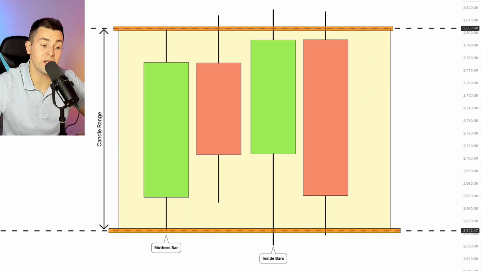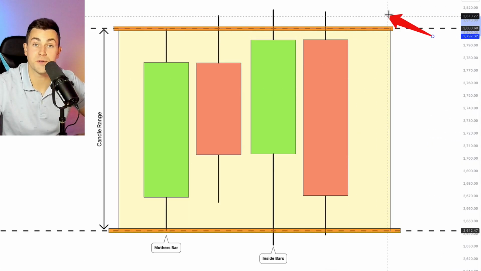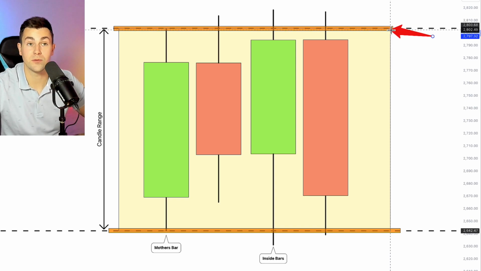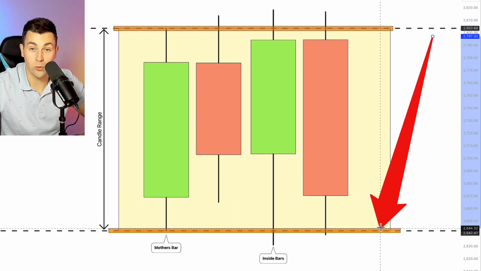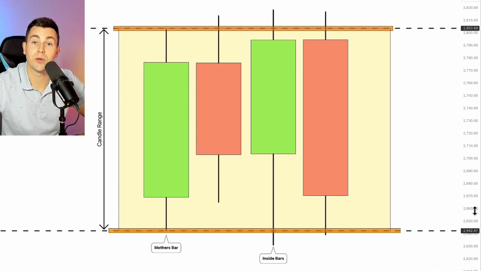Once you identify the inside bar pattern, the first strategy to follow is to trade it within the range of the mother's bar. For you, the resistance of the range will be a perfect area for selling. Once the price reaches the resistance of the range, you can look for selling from there. While when the price reaches the support of the range, that area will provide a nice zone for buying.